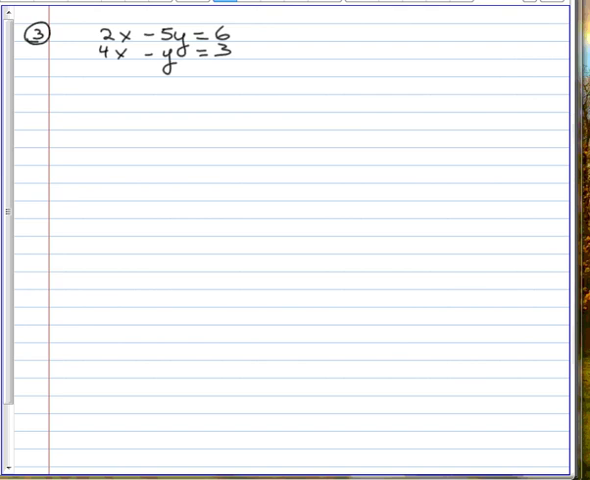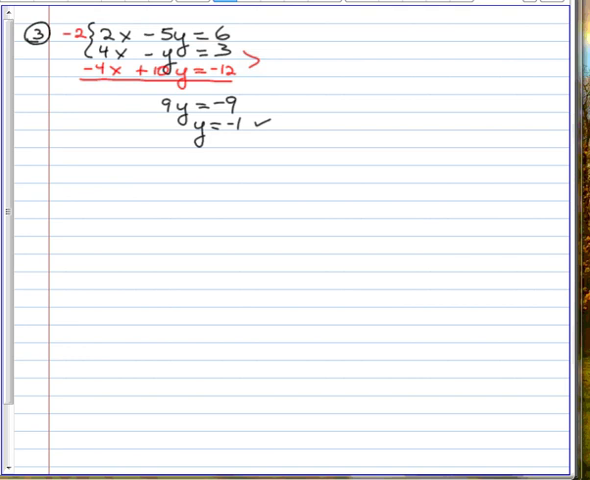So on number 3, they say we are supposed to solve by using elimination. What would you like to eliminate? Multiply the first one by negative 2. I'll write it right underneath. Negative 4x plus 10y equals negative 12. We'll just add these two together here. Wow, that red is sure bright, isn't it? How many y's? 9y equals negative 9. y is negative 1.